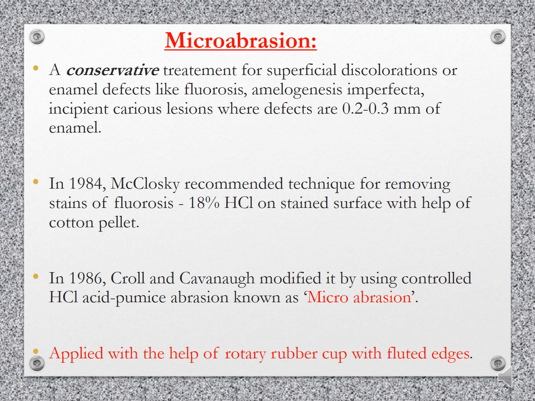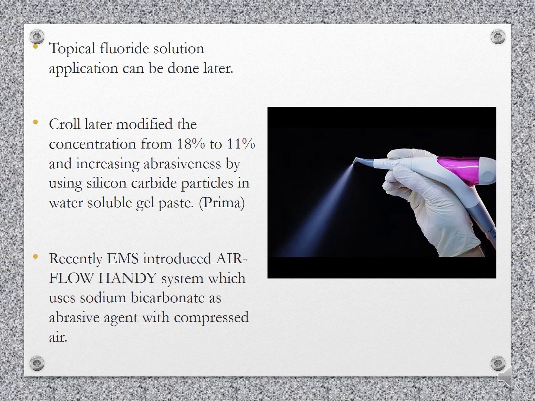In 1986, Kroll and Cavanaugh modified this procedure by using controlled HCl acid pumice abrasion, which is now commonly called microabrasion. Here, the material is applied with the help of rotary rubber cup with fluted edges. Topical fluoride solution can be done later.